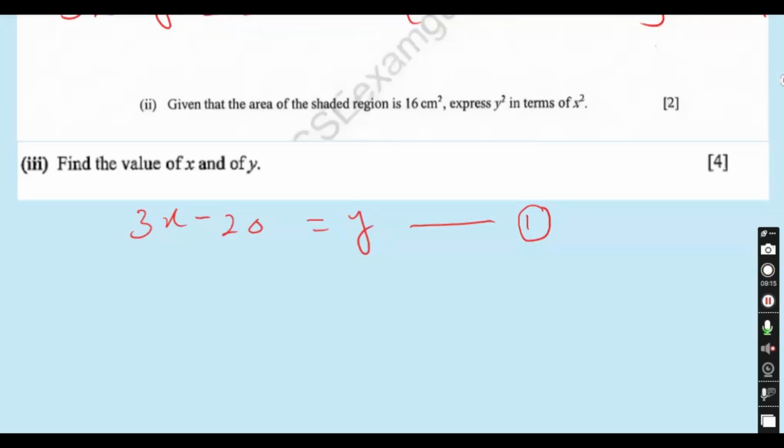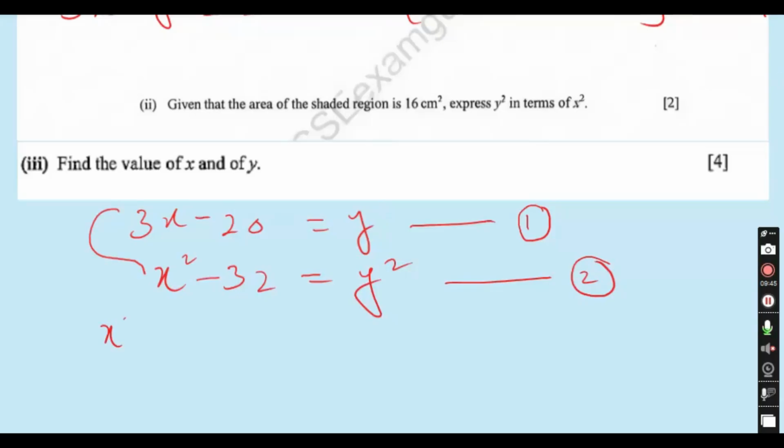What is the answer of part 2? x square minus 32 is equal to y square. Assign the name of this equation as equation number 2. Now solve these two equations simultaneously. I am using the method of substitution. Put the value of y from equation number 1 in equation number 2.